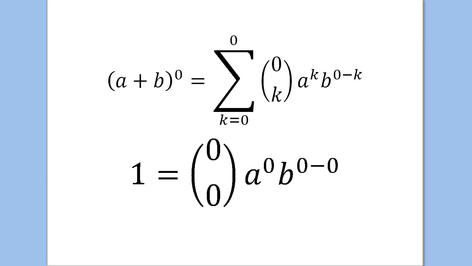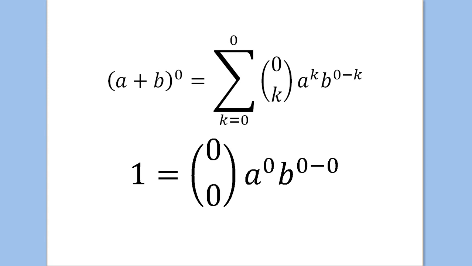So for n equals 0, the binomial theorem says that (a + b)^0 equals the sum from k equals 0 to 0 of 0 choose k, a to the k, b to the 0 minus k. Simply plug in n equals 0 into the original formula. So the left hand side is clearly 1. You know that anything raised to the 0 is 1.